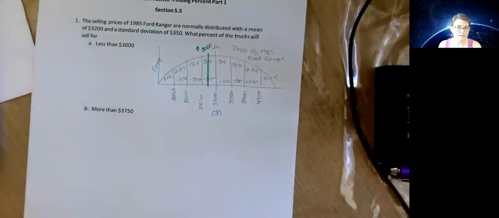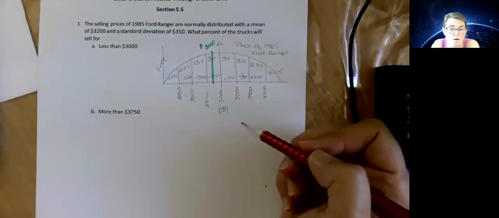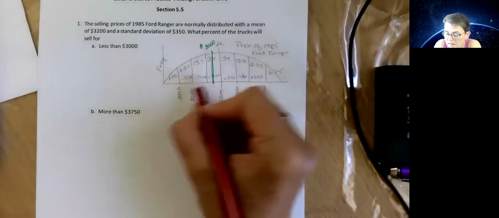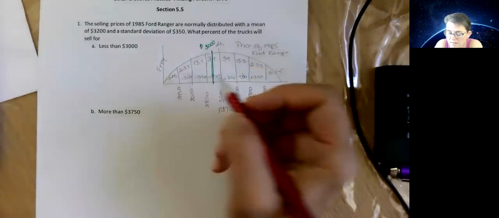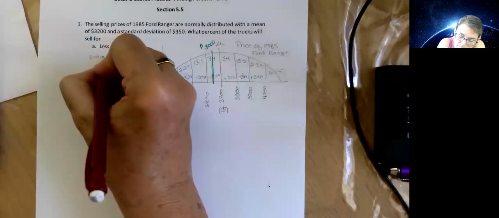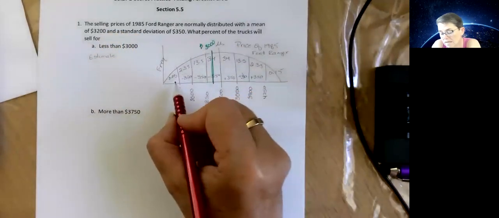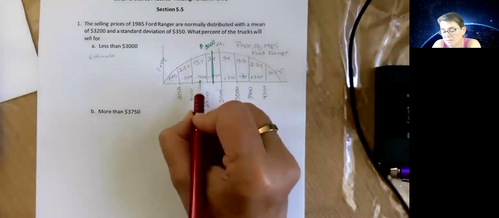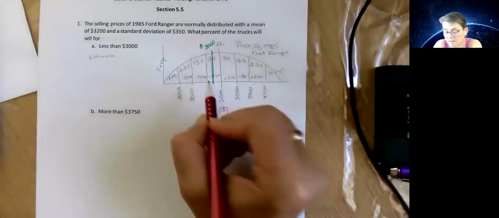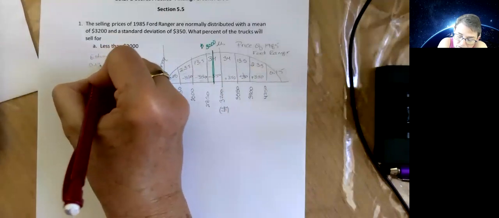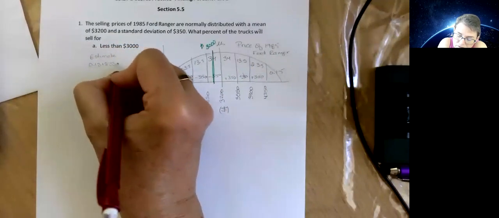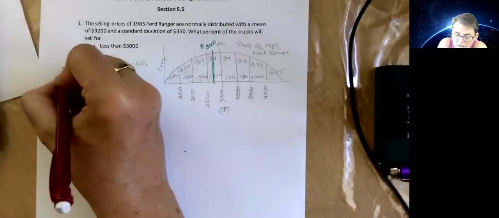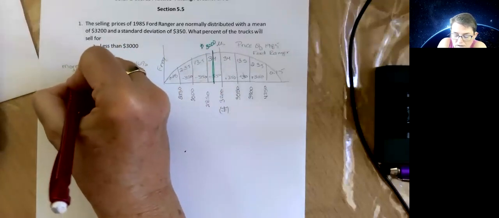Now, I like to estimate before I do the question. So I'm looking at coloring in all of this. It's going to be all of this section, which is 0.15, plus all of that section, plus all of that section, and then part of this one. So if I go 0.15 plus 2.35 plus 13.5, it's going to give me 16%. And I'm just going to write "more than."